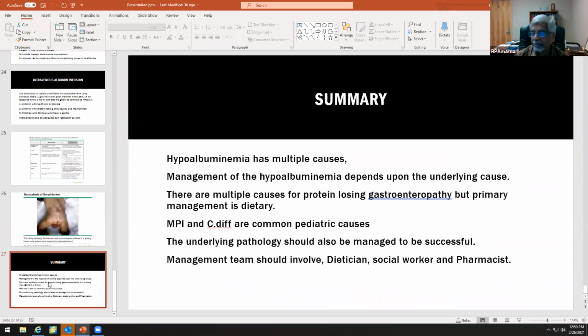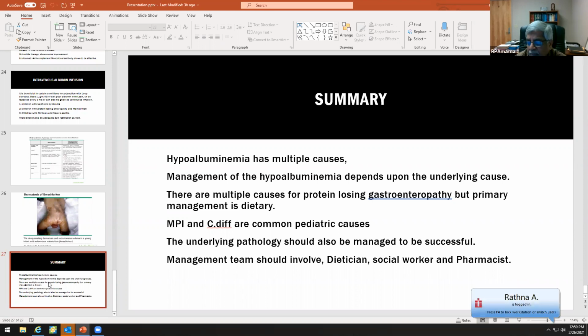So in summary, hypoalbuminemia has multiple causes. It's a common cause for your edema. So management of hypoalbuminemia depends upon the underlying cause. If it is acute, then you don't have to really manage it that much. You just treat the acute problem, like treat the C. difficile or treat the IBD, then they will get better, and you don't have to worry much about hypoalbuminemia.